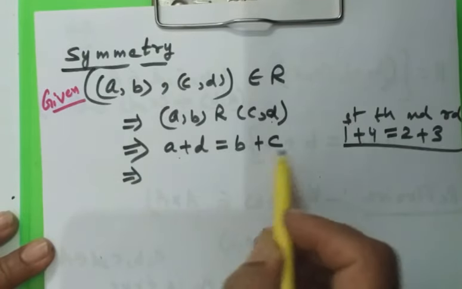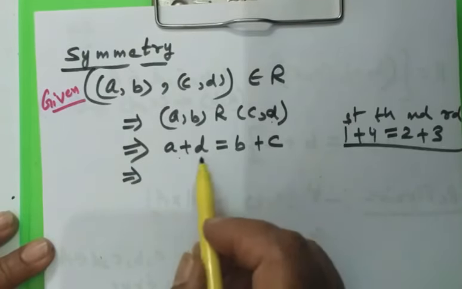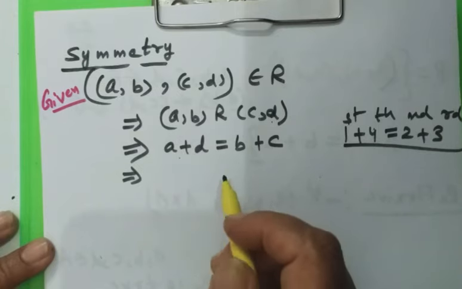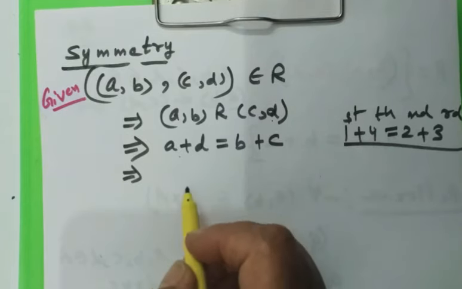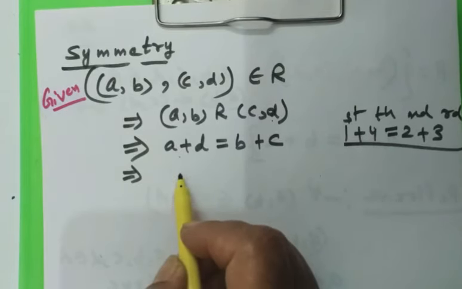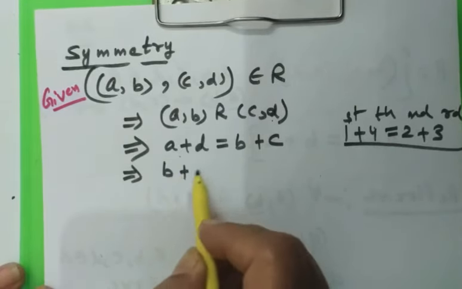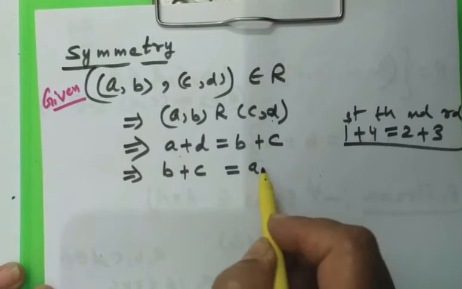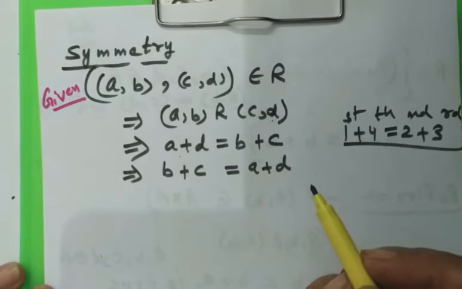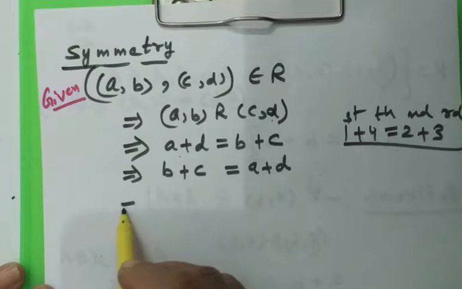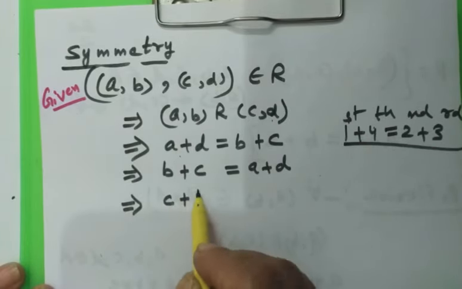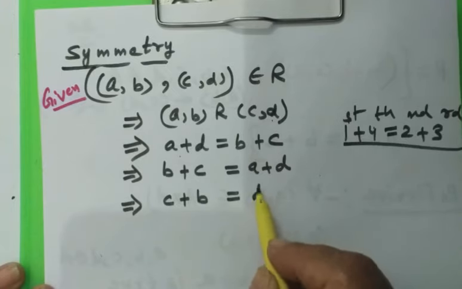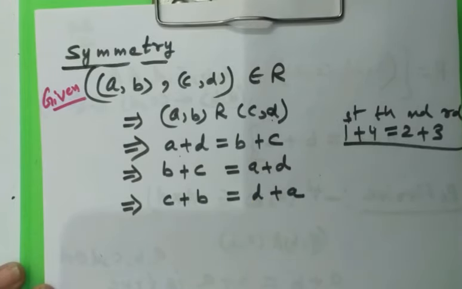Now A, B, C, D are natural numbers, and this is the operation of addition, so we can use the properties of addition. First of all, I can write it in this manner: B plus C is equal to A plus D. Yes, I can very well write that. Now we also know that addition is commutative, so I can write B plus C as C plus B, and A plus D as D plus A.